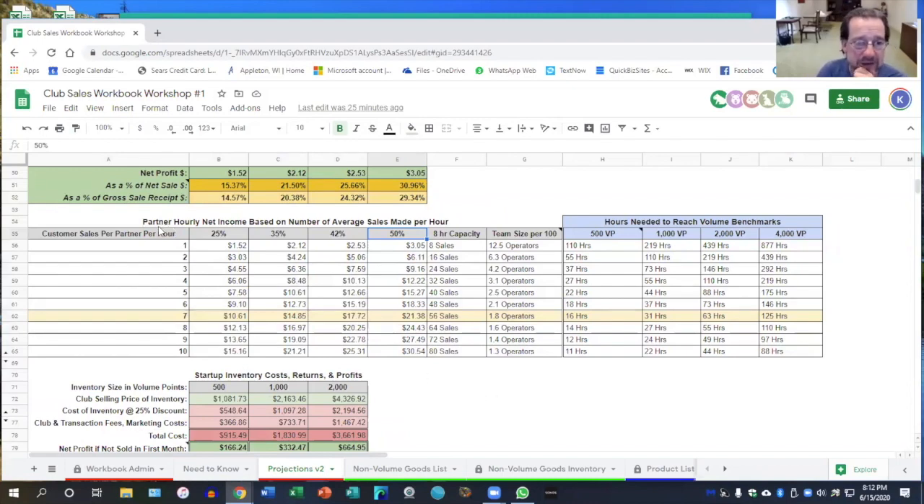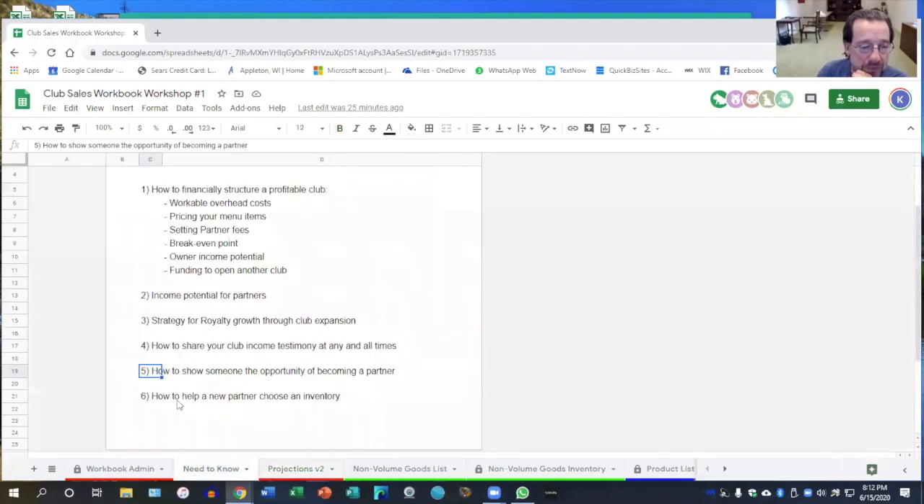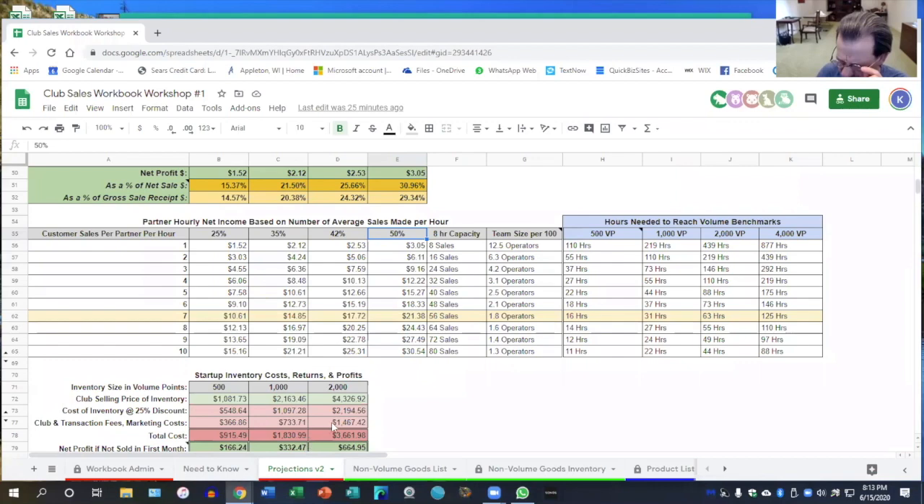Now let me explain something. I'm going to kind of flow into these two items a little bit. Let me explain the marketing plan, or you're going to want to explain the marketing plan apart from once you've shown how they make money in the club. Because the inventory is their opportunity.